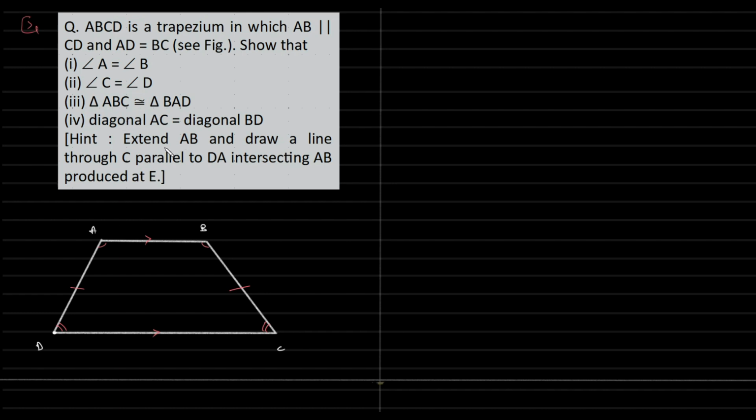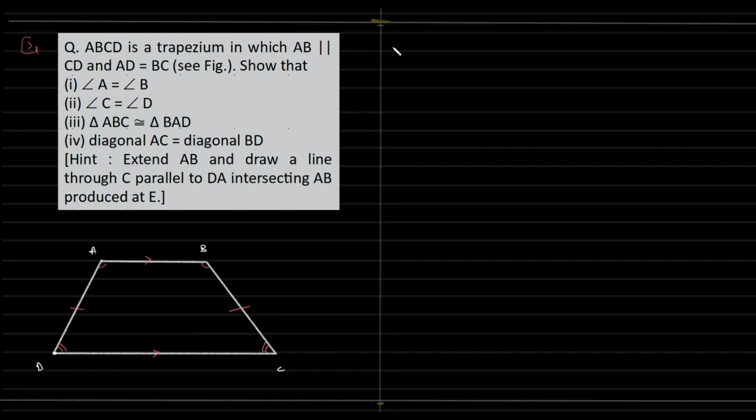So they are giving a hint: extend AB and draw a line through C parallel to AD intersecting AB at E. Okay, that's your hint. So I would like you guys to complete the diagram and write the given and everything. So in this case, we need to draw the diagram. So your answer starts over here.